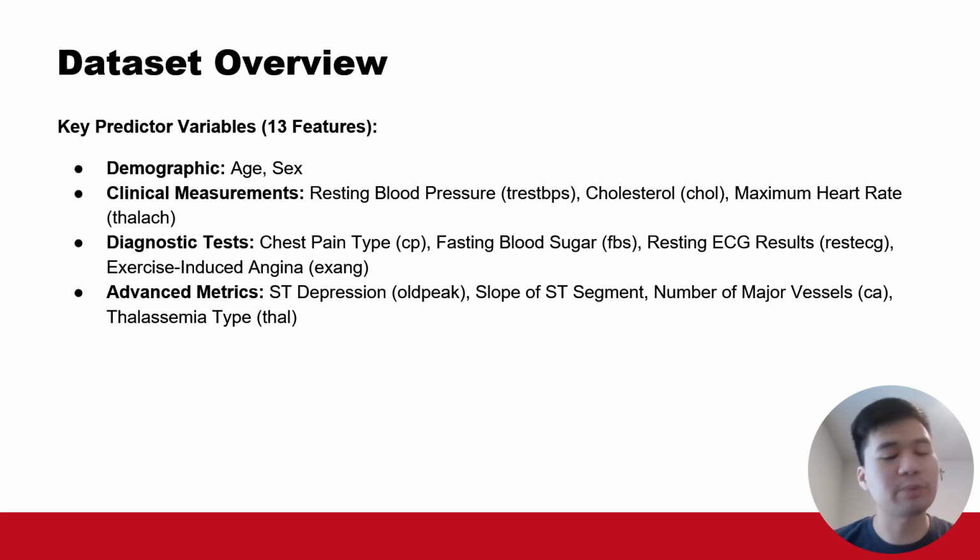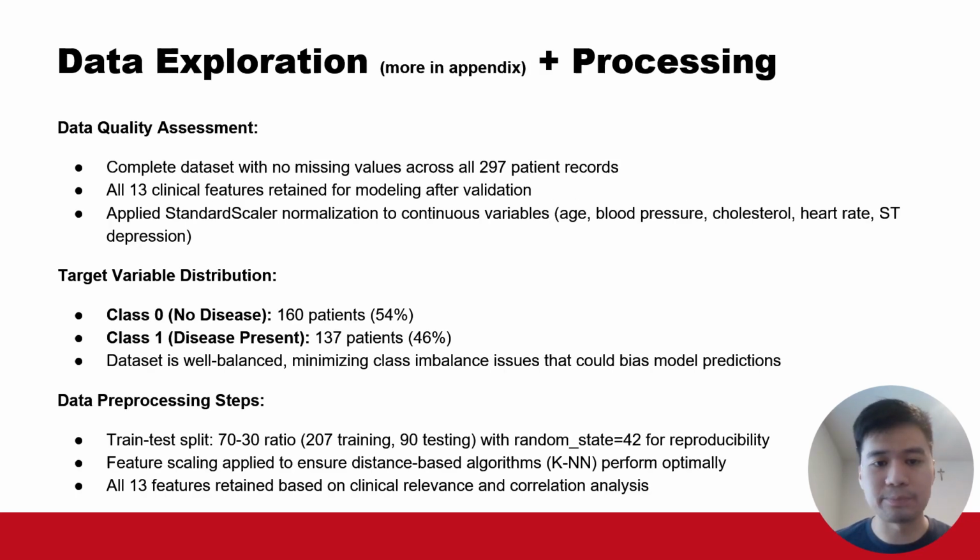patient experiences exercise-induced angina. Finally, we also have some advanced cardiac metrics like ST depression, which is measured by the old peak value, the slope of the ST segment, and the number of major vessels colored by fluoroscopy, which is the CA variable, and the thalassemia type. Now, all we care about is that these 13 features give us a comprehensive clinical profile for each of our patients in our dataset. Now let's see what patterns emerge when I explore the data.